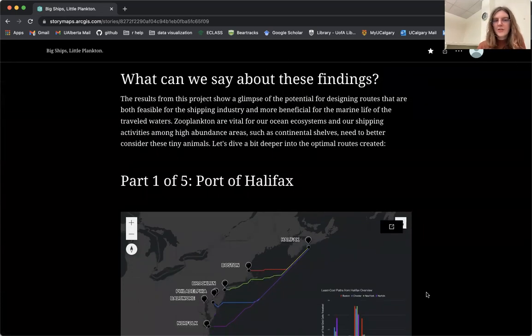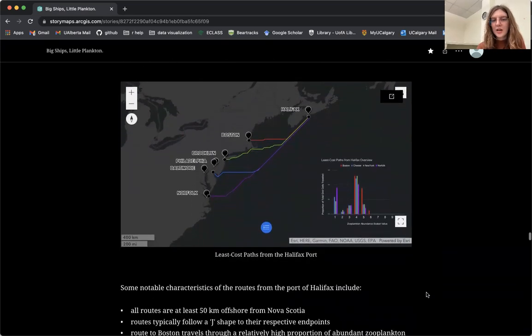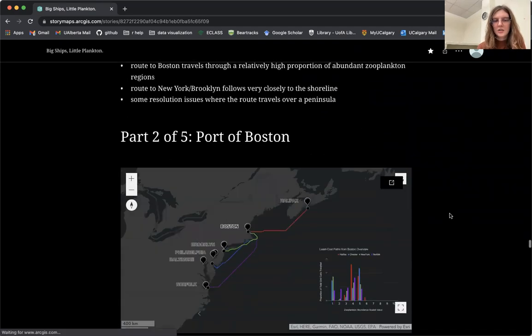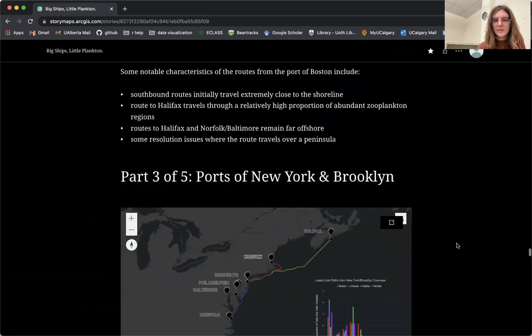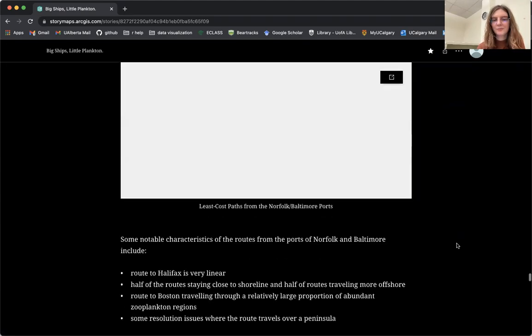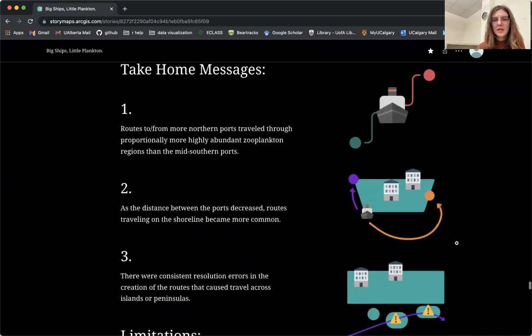So the results from this project show a glimpse of the potential for designing routes that are both feasible for the shipping industry and more beneficial for the marine life of the traveled waters. If you're interested, I split up each route by its destination, and you can look at some different characteristics of them. But again, just for sake of time, I'm not going to go too much in detail. However, there are 3 take-home messages or consistent characteristics of all of the routes that I created.